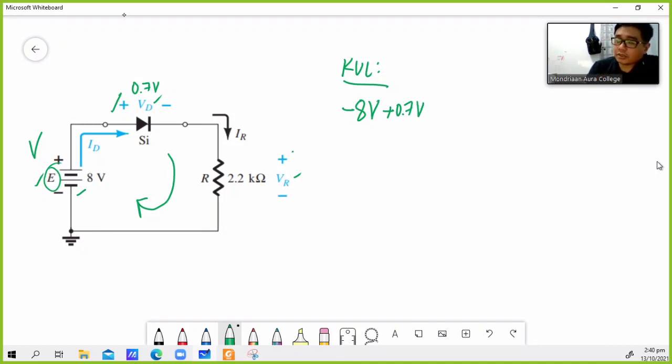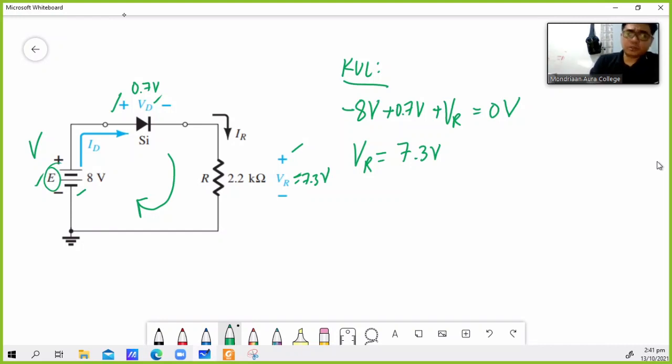And then papasok ako dito sa positive ng V sub R. So plus V sub R. So yan pa lang, makikita nyo na isa lang yung unknown. No? So tatlo lang naman ang voltaheng present sa ating loop. That's why we can equate this to 0. Okay? So rearranging the terms, V sub R is equal to 7.3 volts. So meron ka ditong 7.3 volts.